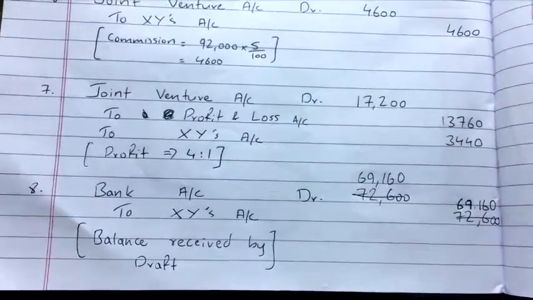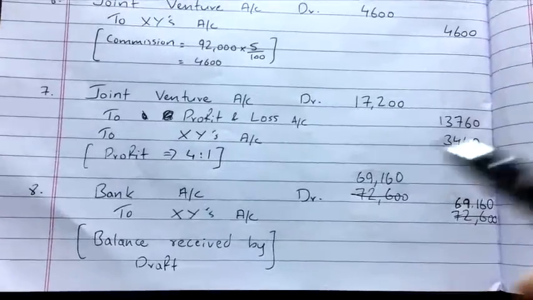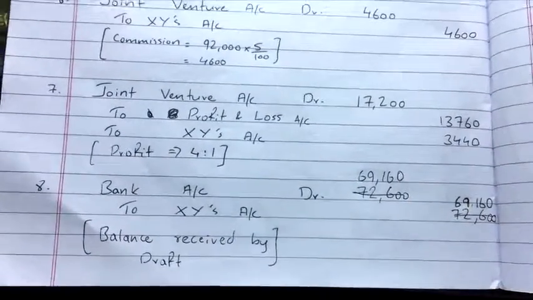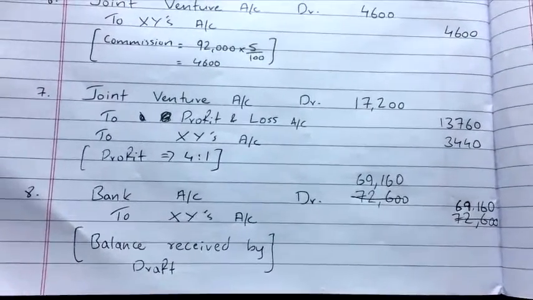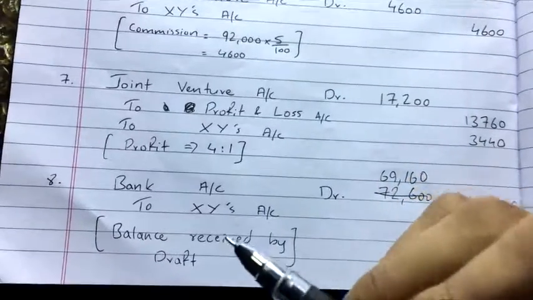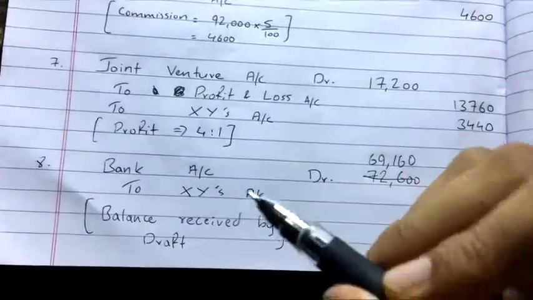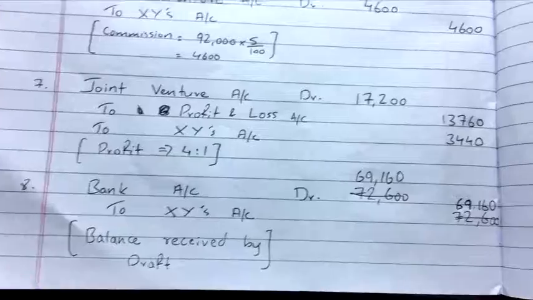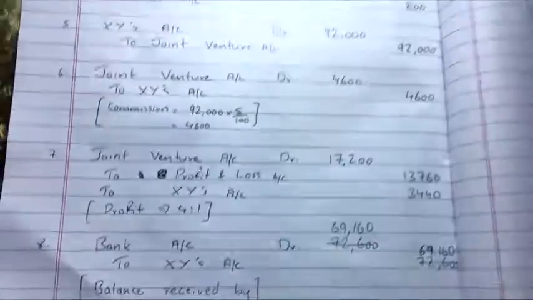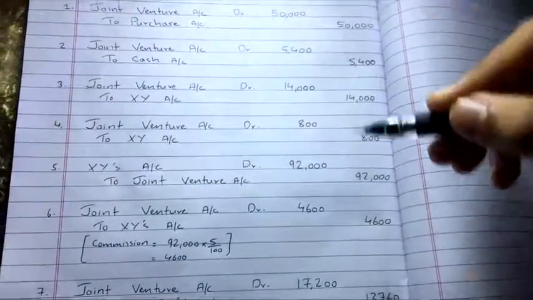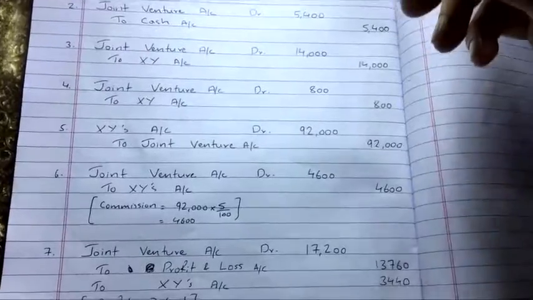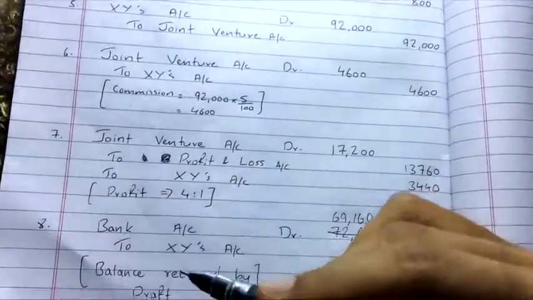And then at last in the question it is said that XY settled his account with the payment of draft. So now we have to find out the balance in the XY account. Now how to do that? See, it is very simple. You just have to compare the debit column and the credit column, all the credit amount and all the debit amount of XY.